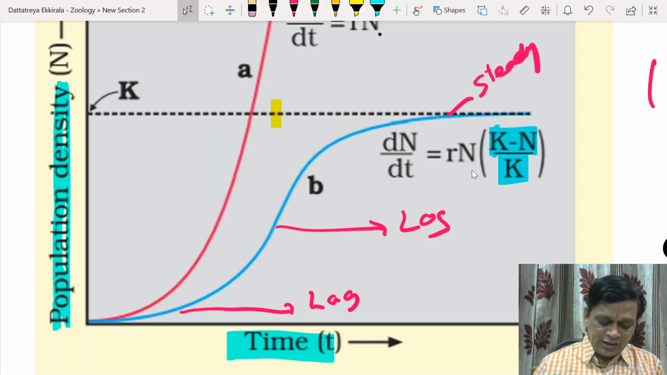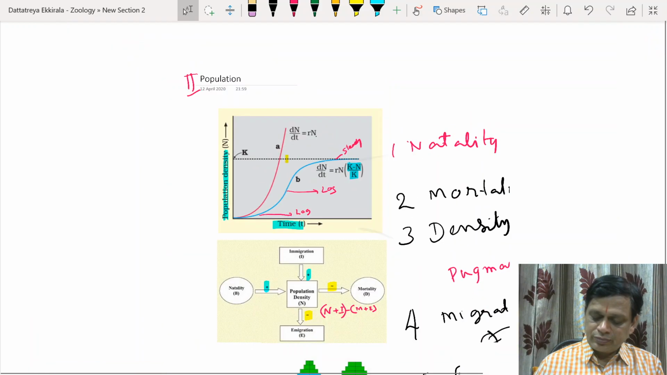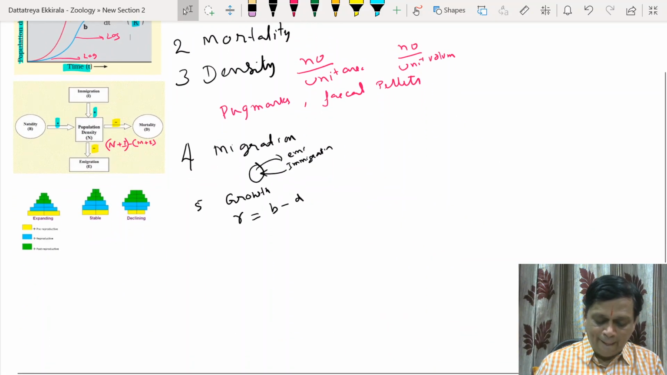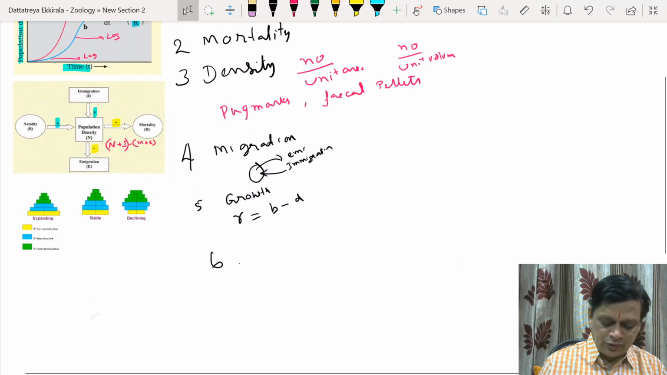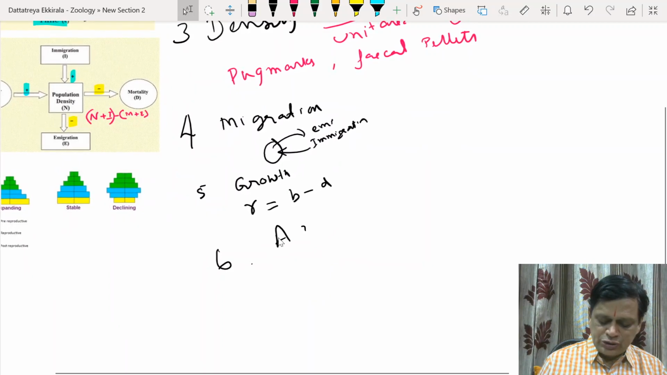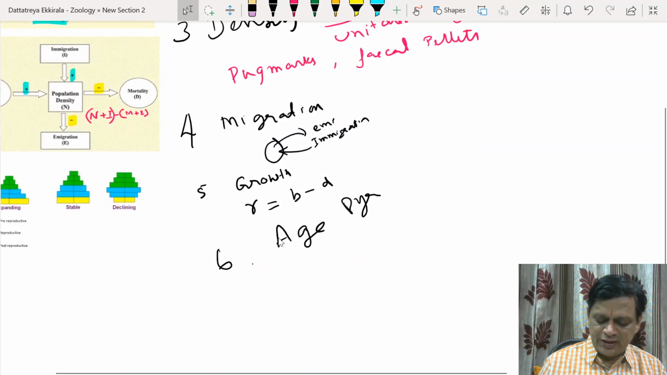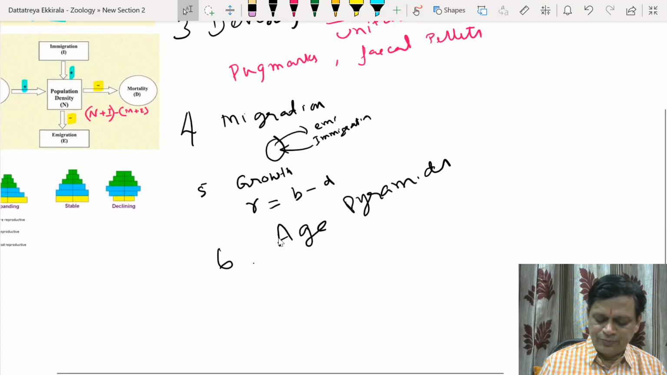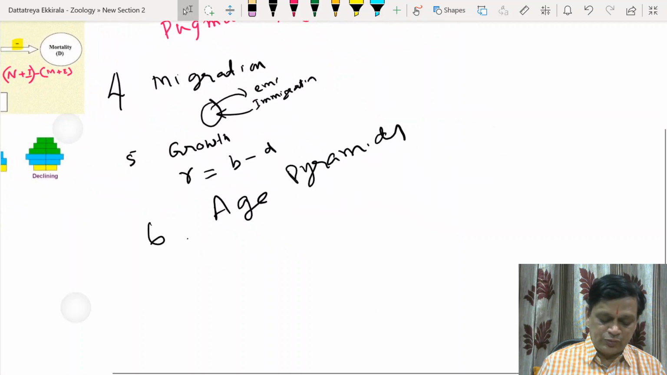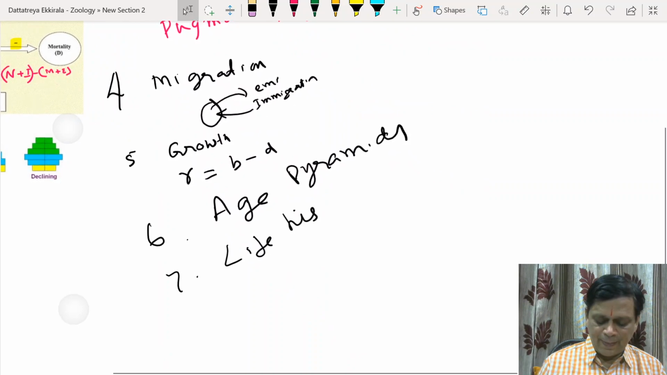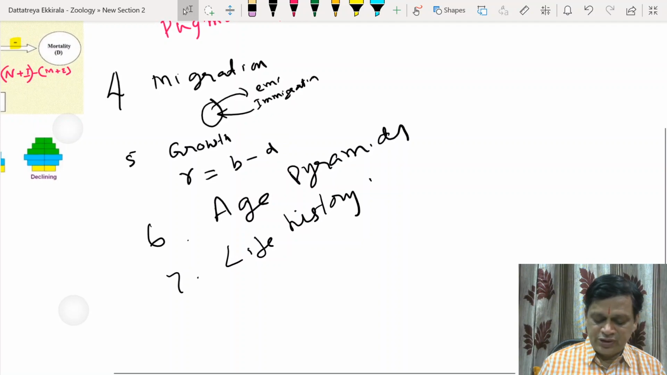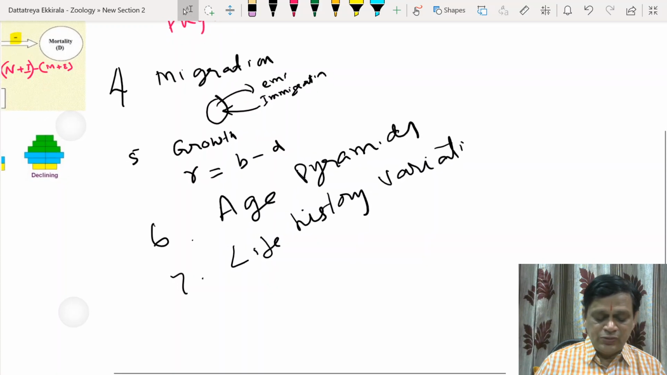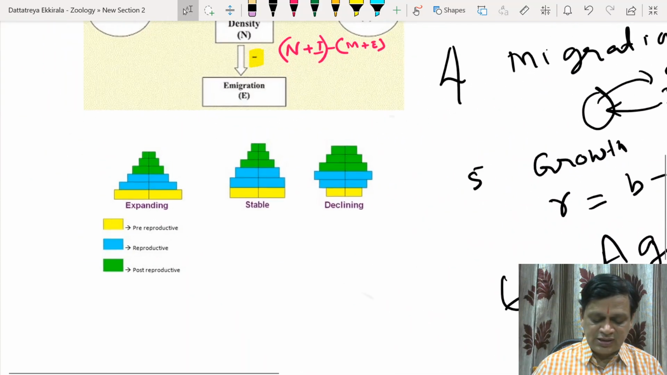So coming to another aspect: age pyramids and age groups. Age pyramids and age groups. And finally, life history variation. Life history variations.